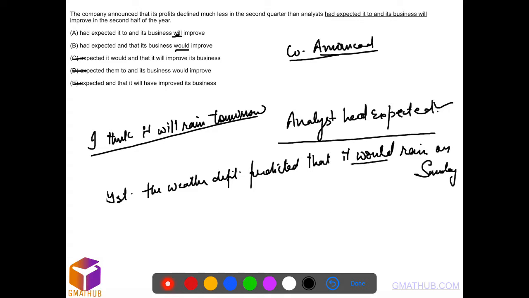So would here, it's also a prediction, but the prediction happened in the past. Yesterday they predicted. And if the prediction is happening in present, we'll use will for that. So now the prediction happened in the past, so would is the right usage. A is wrong.